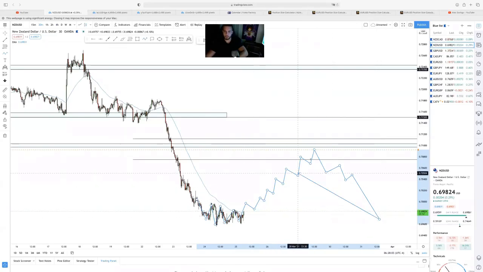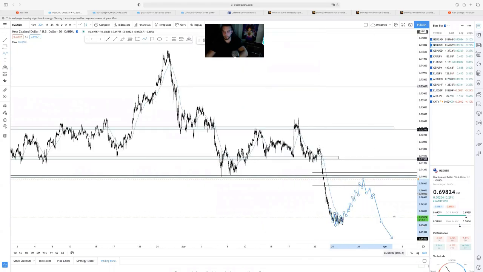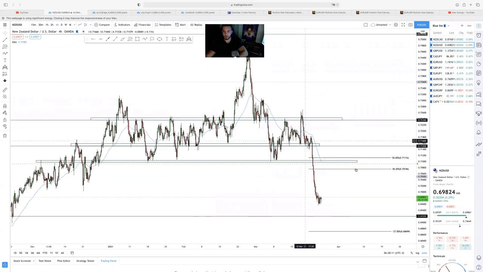We don't really want to catch this little move up, because then we catch the bigger leg all the way down for a new lower low, and we're going with the trend. So the odds are in our favor even more. So that's the power of patience.